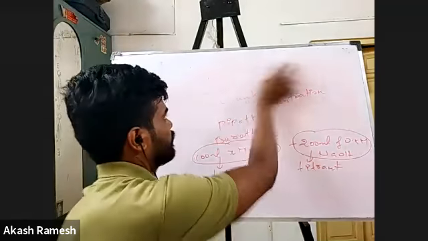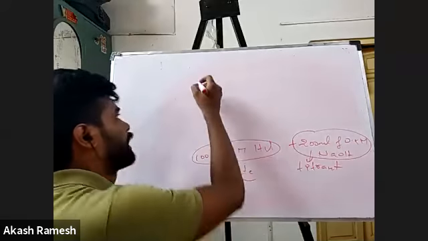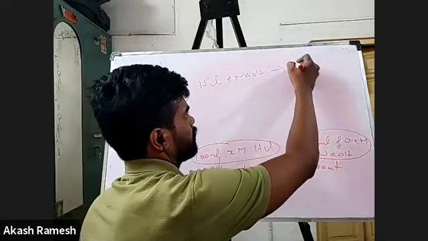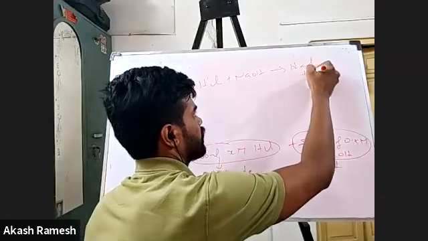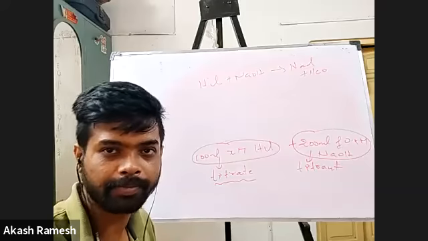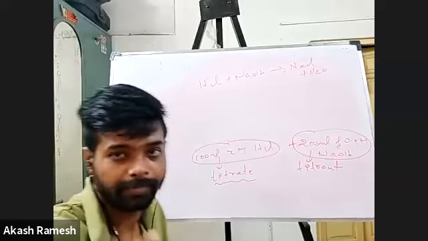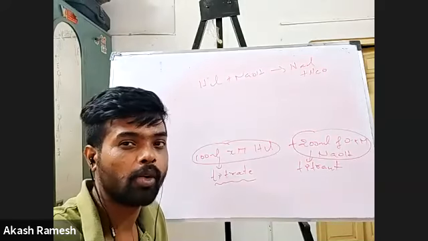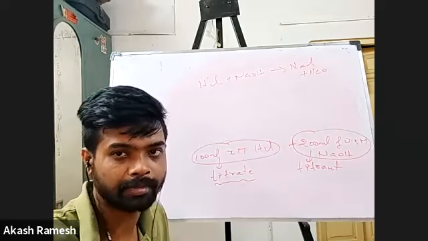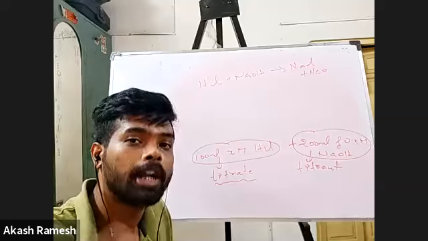So basically what I have is HCl plus NaOH gives me NaCl plus H2O. No problem. This is the reaction, correct? Now what did I tell you? The trick is converting whatever data is given to you in terms of number of moles. Whatever data is given to you, you have to convert it into number of moles.